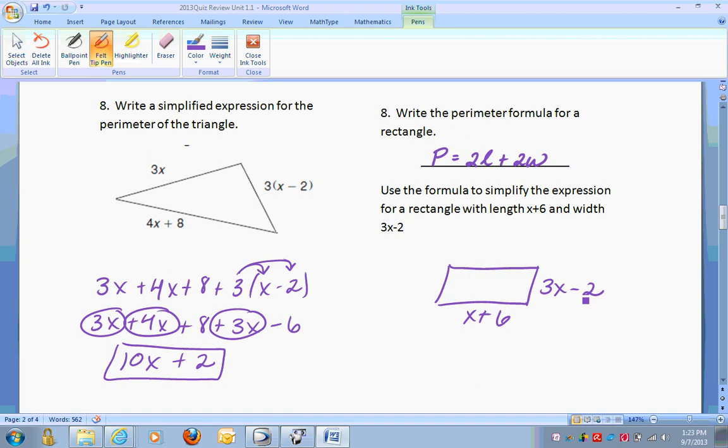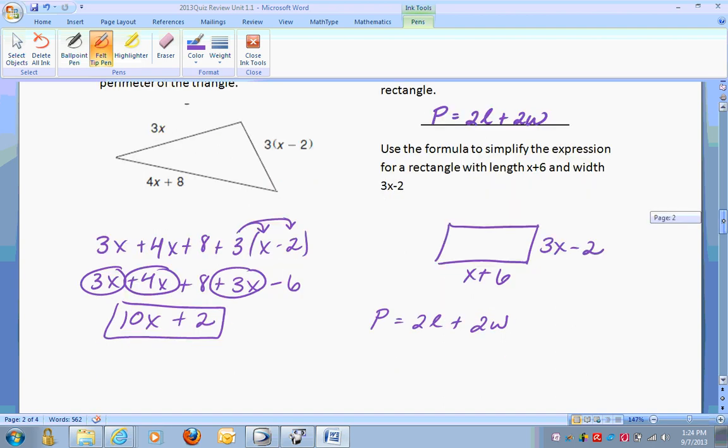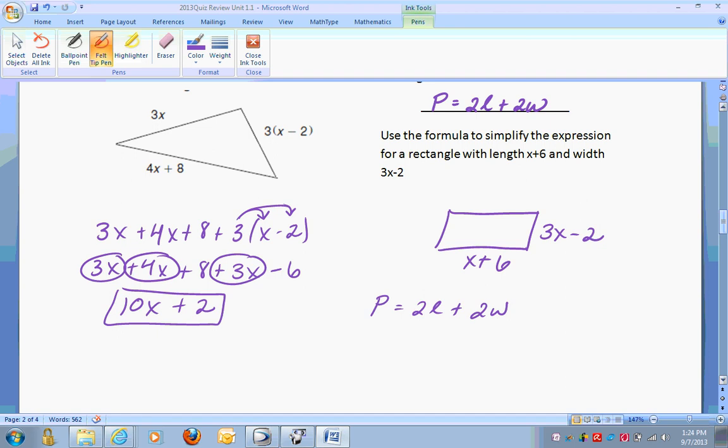Now I'm going to combine like terms, so I can use this length and width and plug it into this perimeter formula up at the top. So the perimeter equals 2 times the length plus 2 times the width. Now we're just going to replace the letters L and W with the length and the width of this specific rectangle. So it's 2 times x plus 6 plus 2 times the width of 3x minus 2.